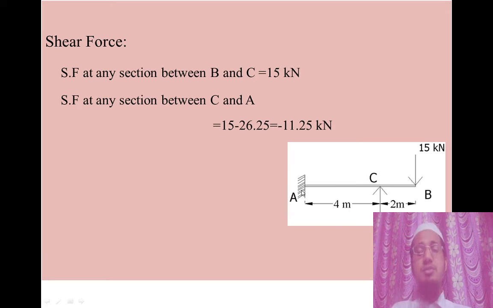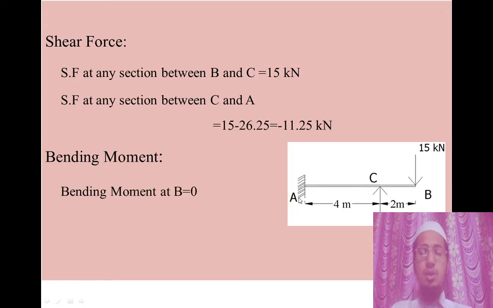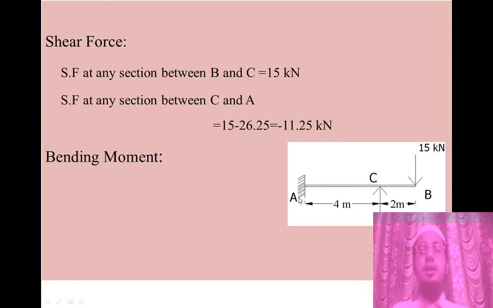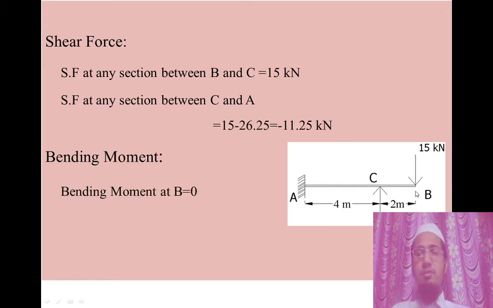What about shear force at A? Now this shear force at A is nothing but equals to this 11.25 plus this upward reaction at A, that will become 0. Now let's go towards the bending moment calculation. We'll move from the free end. So as we know, at the free end moment will be 0.